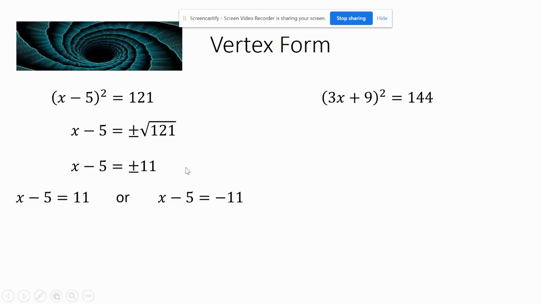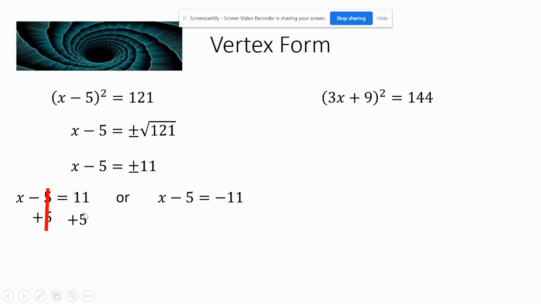So what I'm going to do is this. Separate it, because what I have are two answers. x minus 5 equals 11 or x minus 5 equals negative 11. Because remember, you have a positive 11 or negative 11. So now I have to separate them into two problems.